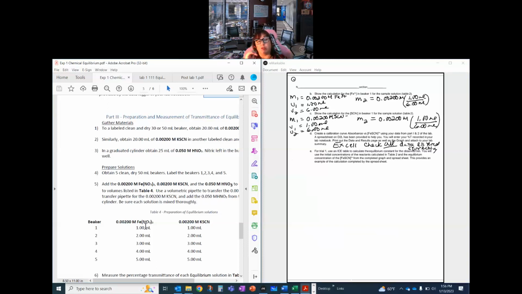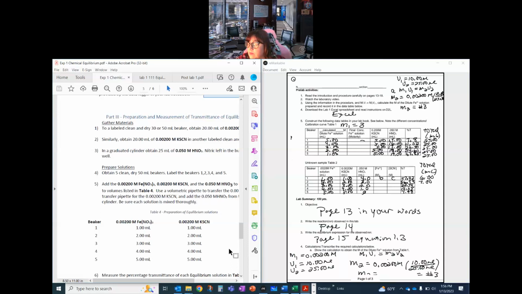Okay, and I only explicitly have to show the first beaker. But I will need to do that calculation for all of these Fe's that are here. So 1 mil, 2 mils, 3 mils, 4 mils, and 5 mils. And those will all go into this table right here.